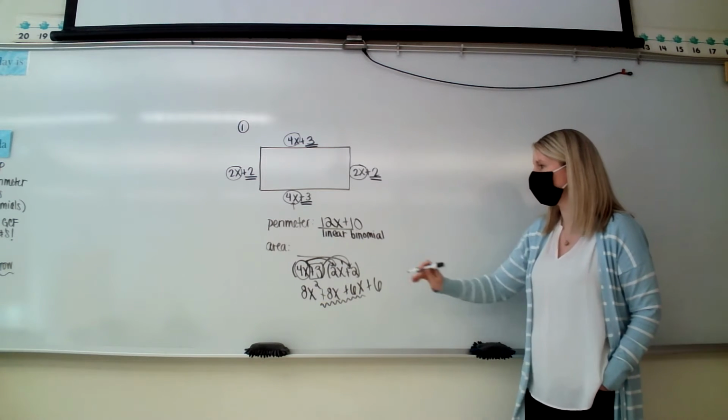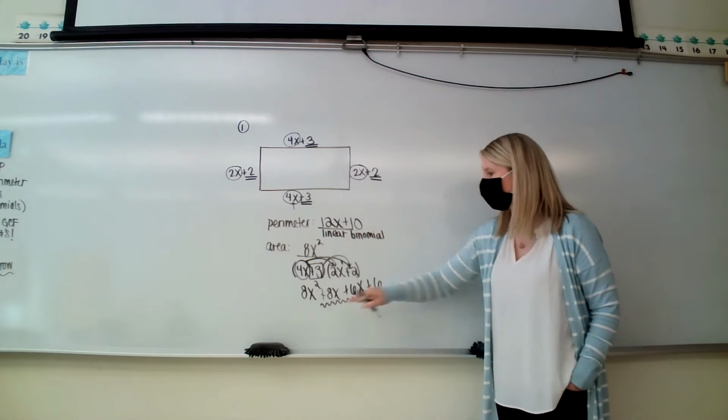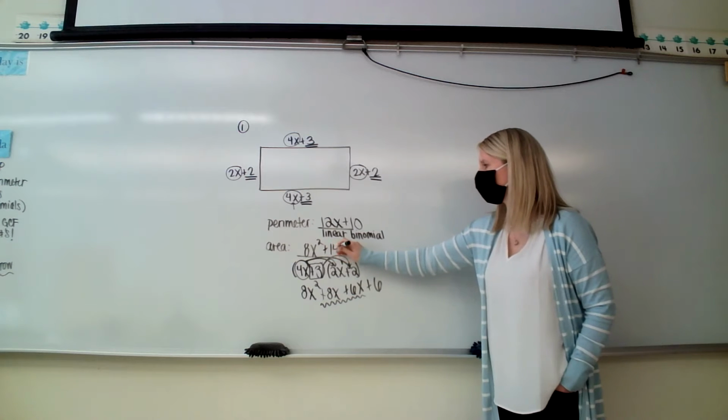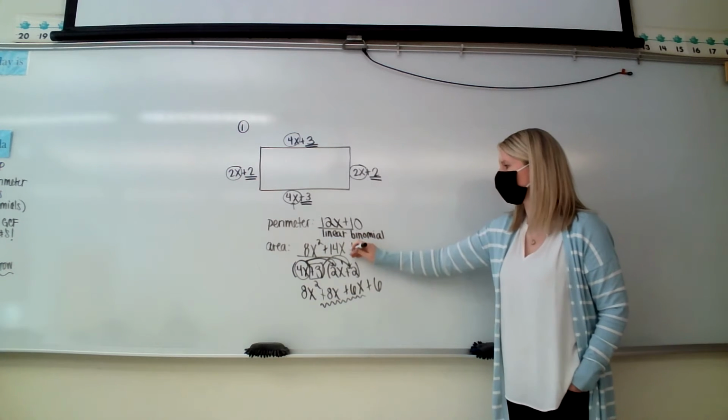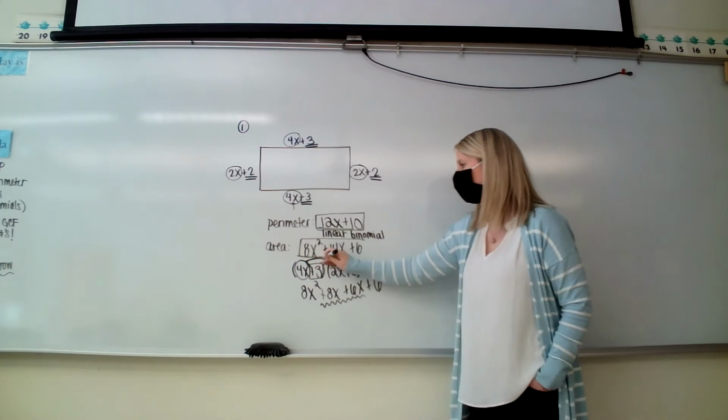So for my final area, I'm gonna have 8x squared. I can combine those two middle terms because they're alike. That would be plus 14x plus 6. Those would be my two answers.